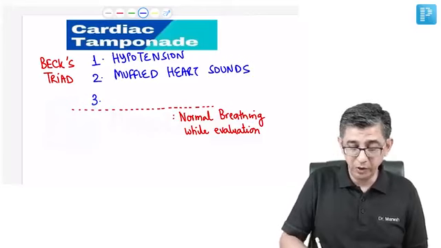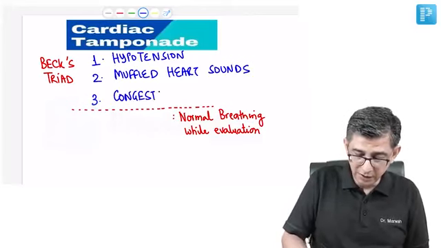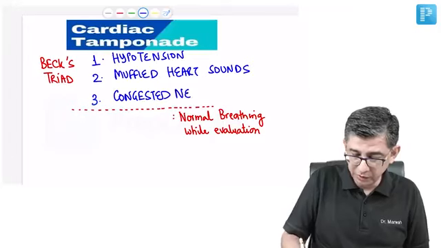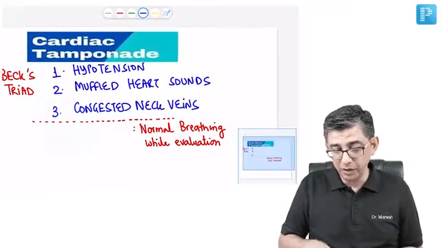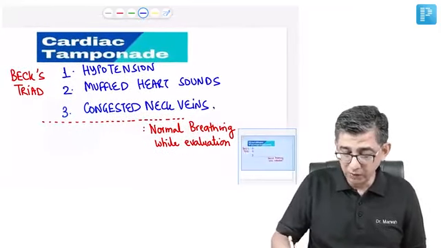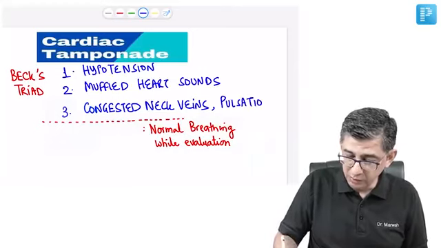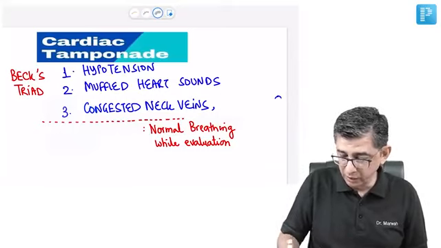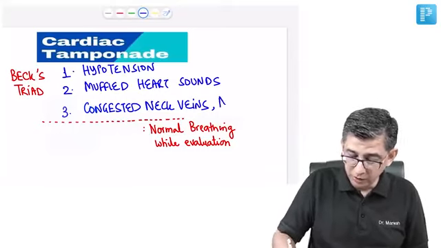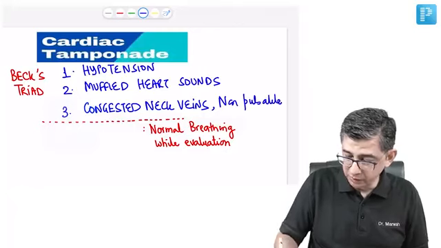But the third feature is important. He will casually write the words congested neck veins. That's understandable. Pressure on the heart from outside will contribute to congested neck veins in the patient. But the big but here is that once you are having congested neck veins, the pulsations of the JVP in this particular case will disappear. I can write it a better way, non-pulsatile. It is a non-pulsatile elevated JVP.